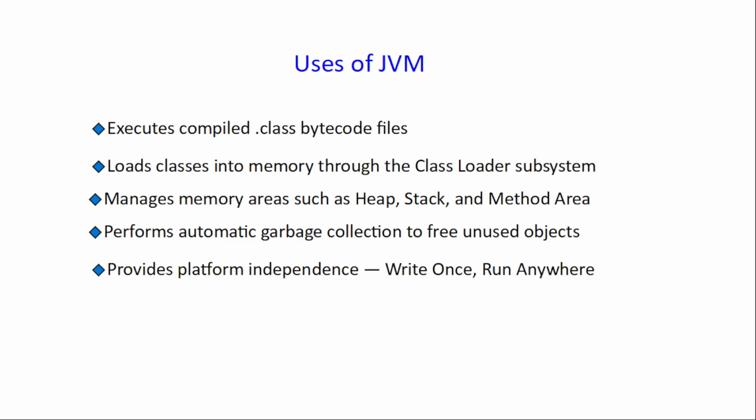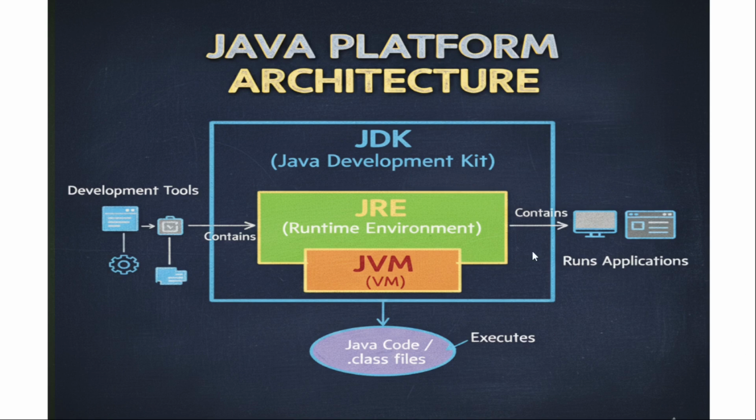So inside the JVM, memory is managed very intelligently. Objects are stored in the heap, methods go into the stack, and unused objects are automatically cleaned up by the garbage collector. But the real magic of JVM is that every operating system has its own JVM implementation. And because of that, the same Java program can run on Windows, Linux or Mac without changing a single line of code.